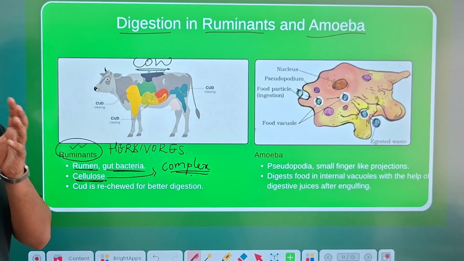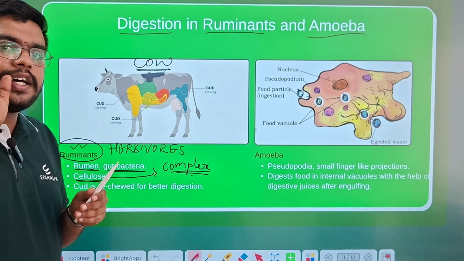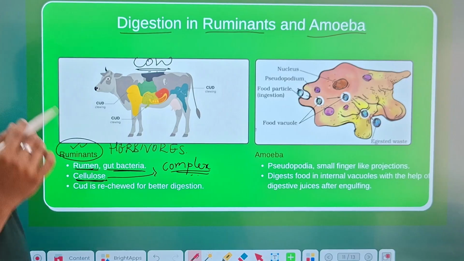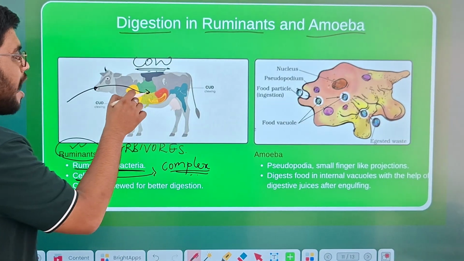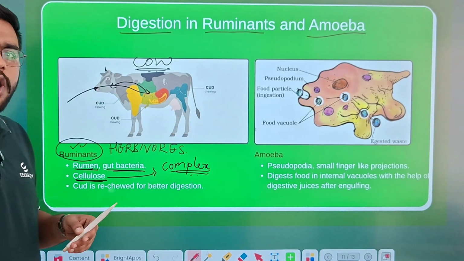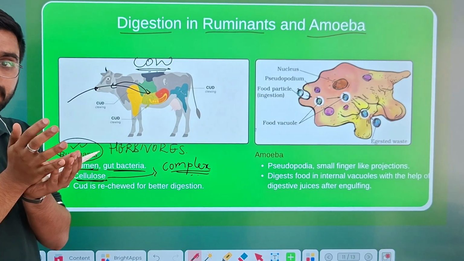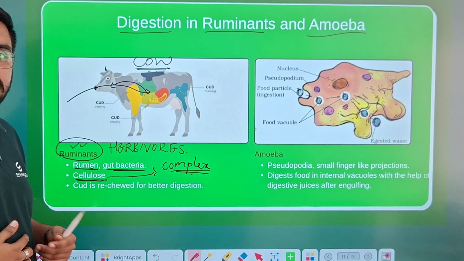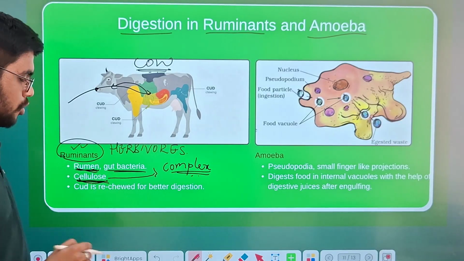And if you have ever noticed the cow, what does a cow do? It always imitates a chewing motion in its mouth. Why does it do that? First, a cow wholly swallows the food going into the stomach, and then after some time has passed, it comes back to the mouth. So it is constantly, repetitively chewing for the breaking down of this cellulose into simpler substances. Then it goes into the stomach where cellulose is broken down by a gut bacteria called rumen.